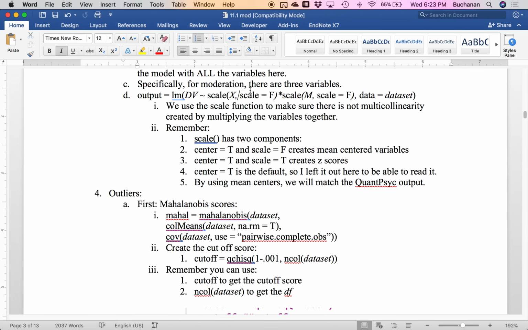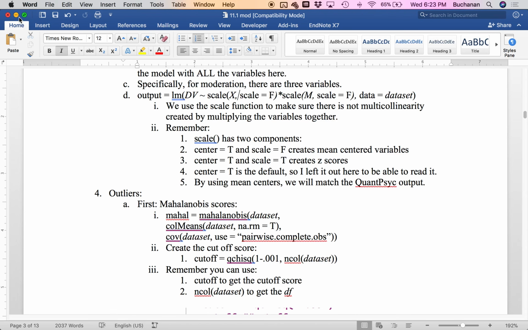You can also z-score them, but then the b-values become z-scores, so it becomes beta. So if you want beta, z-score the whole thing. If you want to keep b in the same scale of the data, leave it as scale equals false.